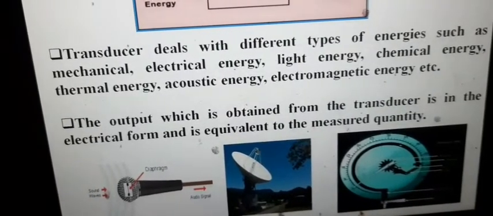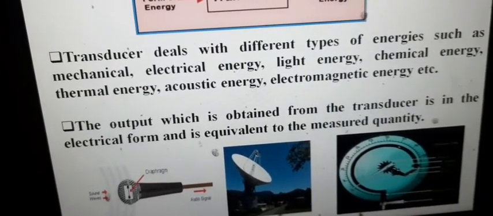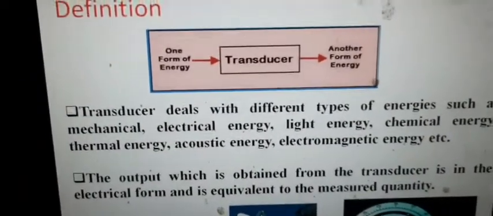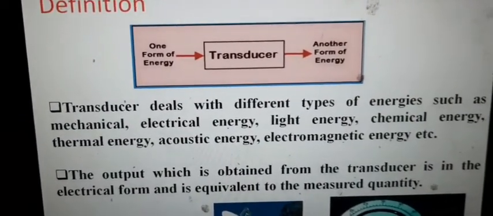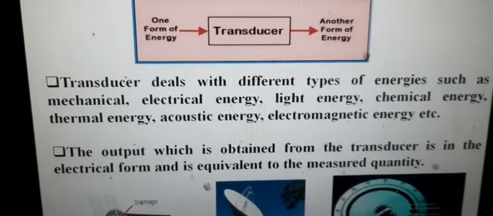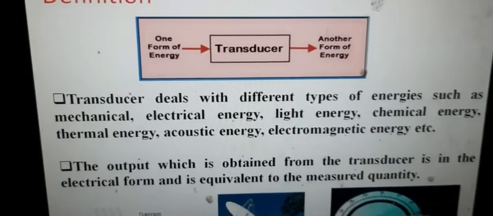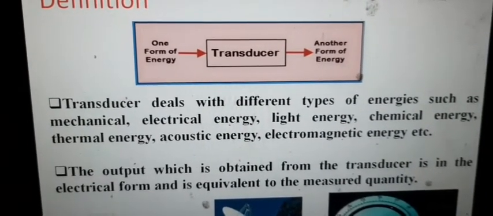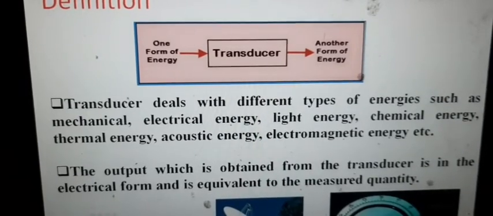Also in your day-to-day life, if you have seen the fluorescent lamp, that converts electrical energy into light energy. So these are few examples of transducer. So now I think you understand what is transducer. Basically it converts one form of energy into another form of energy.